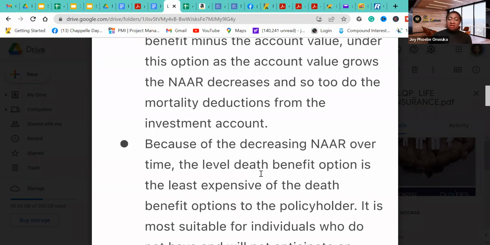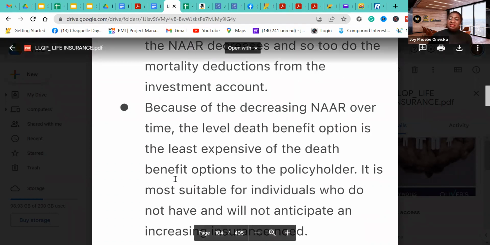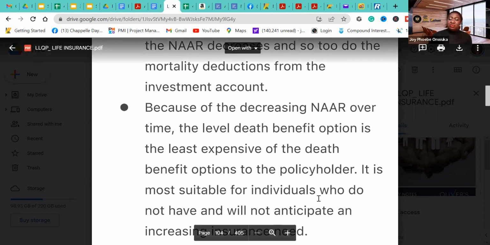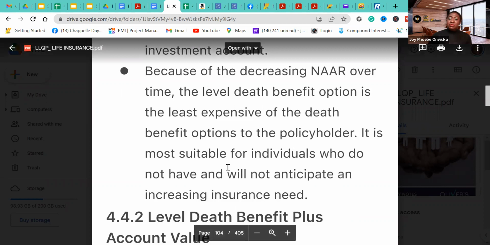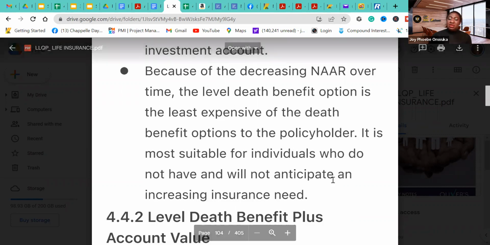Now, because of the increasing net amount at risk over time, the level death benefit option is the least expensive of the death benefit options to the policyholder. It is most suitable for individuals who do not have and do not anticipate an increase in insurance needs.